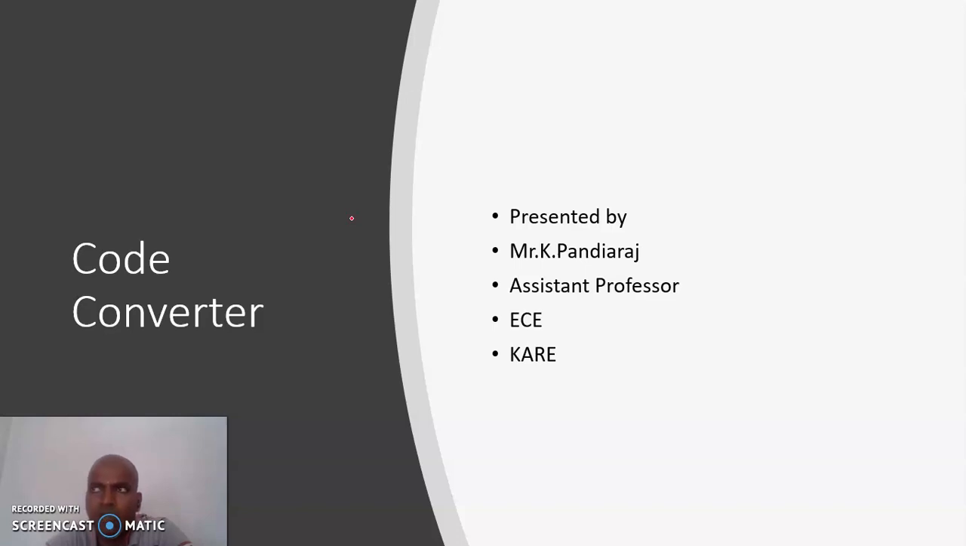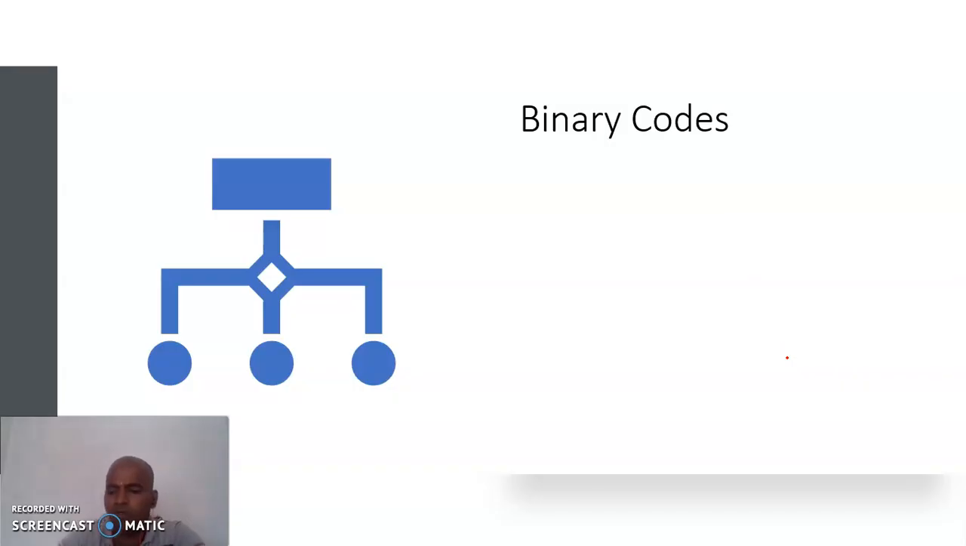So first of all, what do we mean by codes? Codes are a group of data, where we can use alphabets or special characters, a combination of multiple characters. Okay. So the first thing is binary codes.